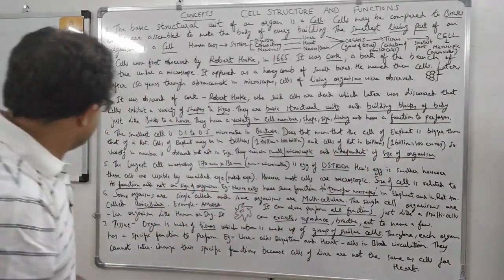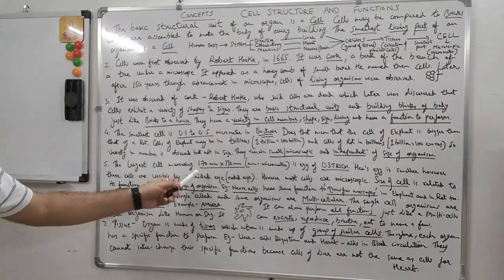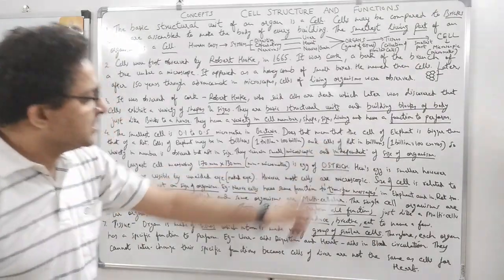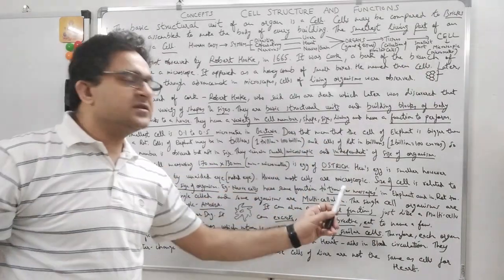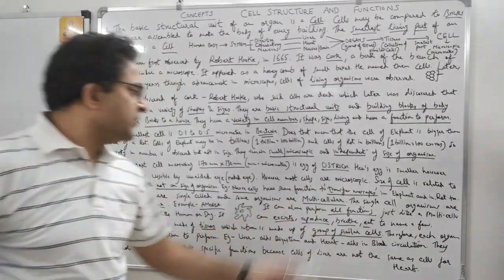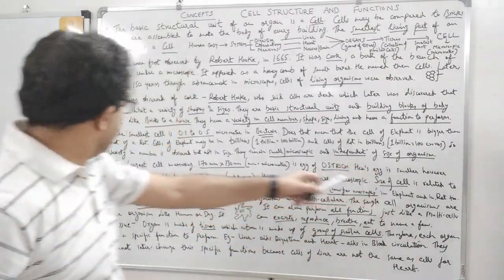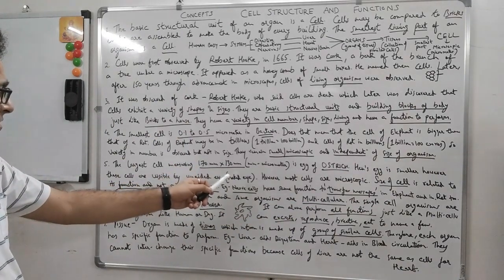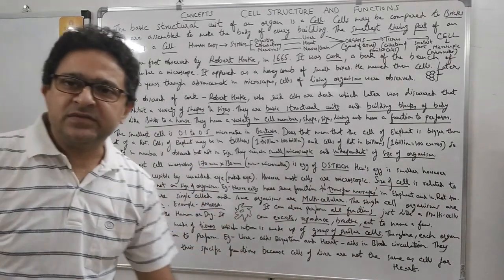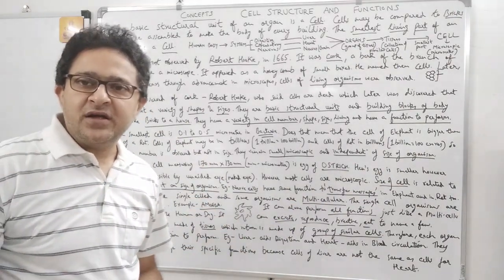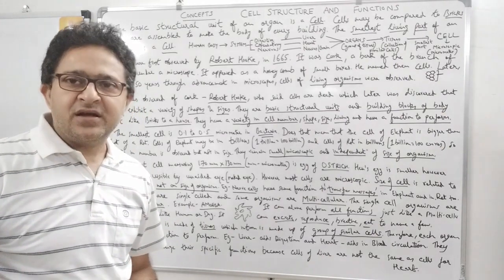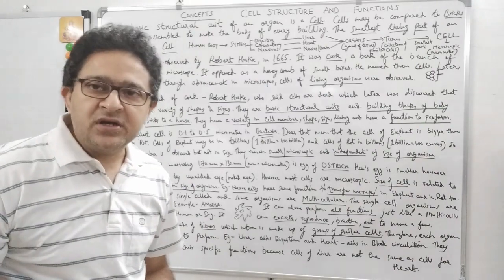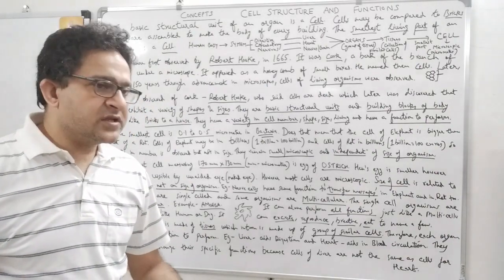Okay, let's move further. The largest cell, measuring 170 to 130 micrometer, is the egg of an ostrich. The egg of an ostrich is the largest living cell. However, these cells are visible by the unaided eye, the naked eye. You don't need a microscope. It's like egg yolk. The yellow part is also a cell. You boil your egg and you have the yellow part, which is the yolk. That's one example of a cell which you can see without the microscope.